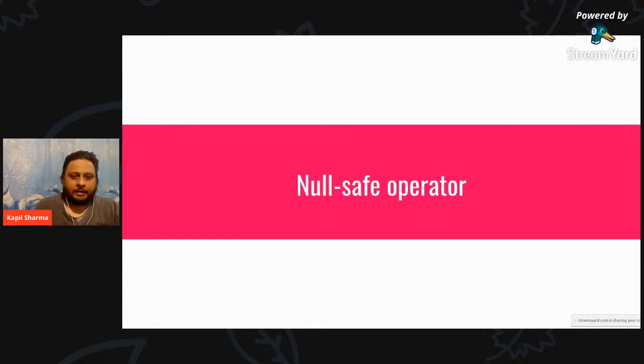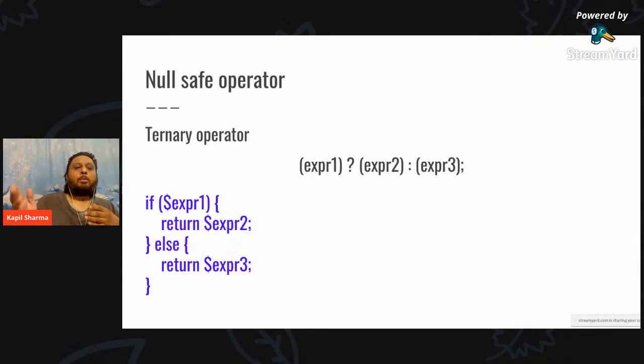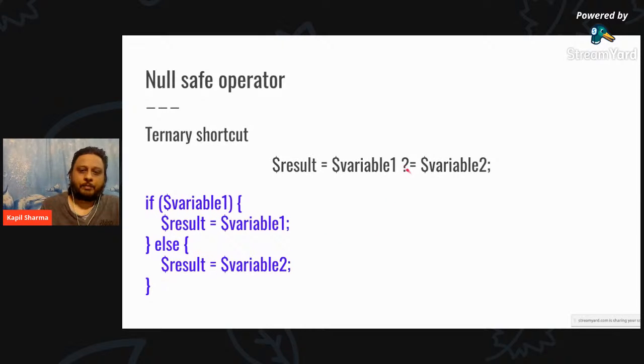Next feature is the null safe operator. Before going into the details, let's see a bit of the history. The ternary operator has been in PHP for a very long time, so I hope you all know it. The syntax is expression 1, question mark, expression 2, colon, expression 3. It is equivalent to: if expression 1 is true, return expression 2, otherwise return expression 3. There's also a shortcut where we skip expression 2. So if variable 1 is true, return variable 1, otherwise return variable 2.